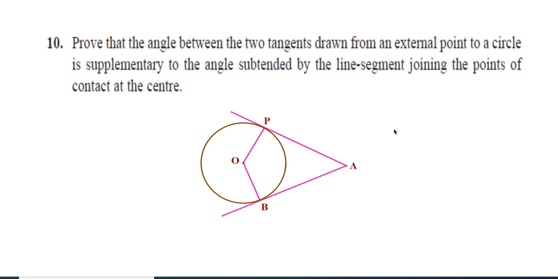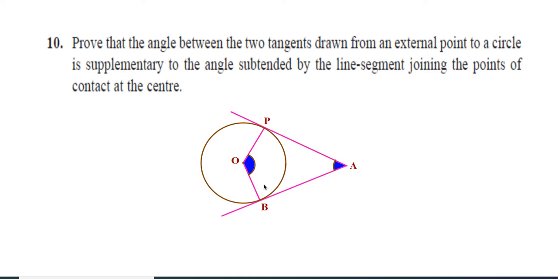What you have to prove? You have to prove the angle between two tangents and the angle subtended by the line segment joining the point of contact at the center, that is angle PAB and the angle BOP, are supplementary. Supplementary means sum of these two angles is equal to 180 degree. That is, you have to prove angle PAB plus angle POB is equal to 180 degree.